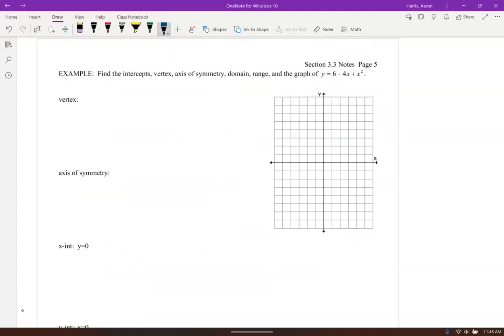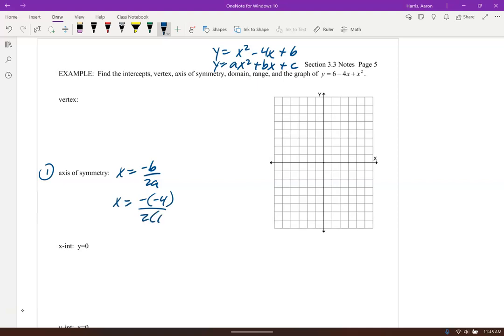Notice this one is kind of in standard form, but we've just got to change up these terms. I should have x squared first, -4x, and then +6. So my a is 1, my b is -4, my c is 6. So when I find my axis of symmetry, negative b over 2a, my axis of symmetry is -4 over 2 times 1. So I got 4 over 2, which is 2. Here's x equals 2. And then that'll be the x value for my vertex. So I'm going to plug that in.